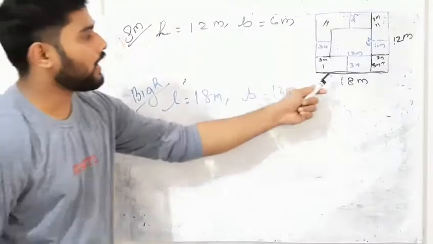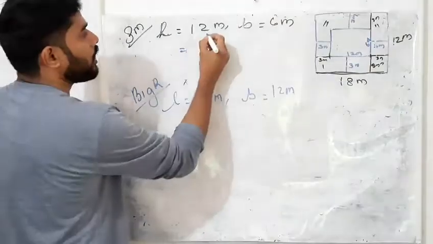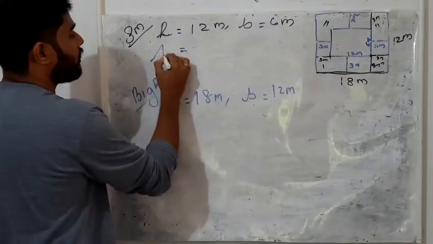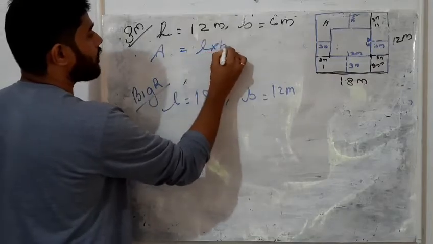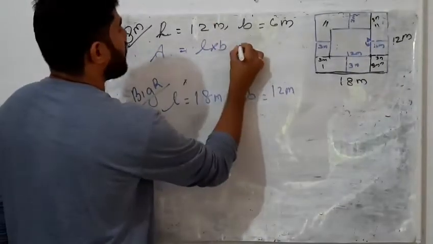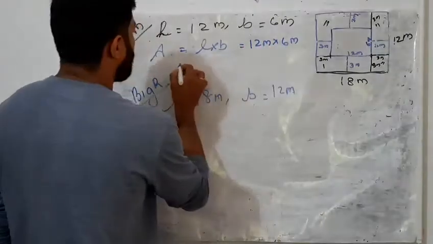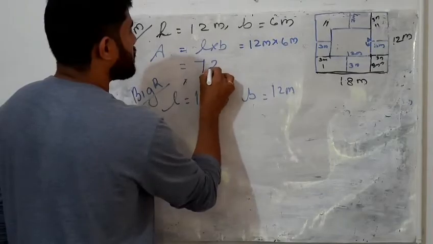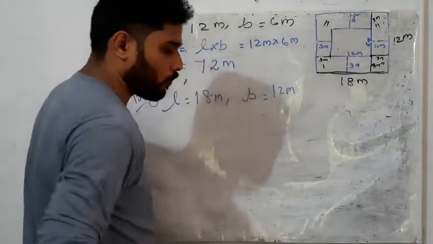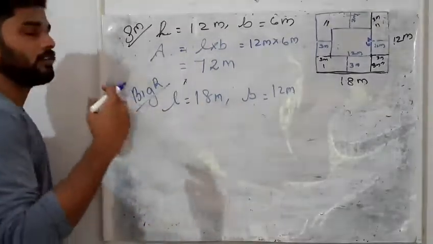So first of all we have to find the area of the two rectangles. The small one we can find first. How can we find the area? Area of a rectangle is equal to length into breadth. That means 12 meter into 6 meter. How much will it come? 72 meter. Is it clear? 12 fives are 60 and 12 sixes are 72.